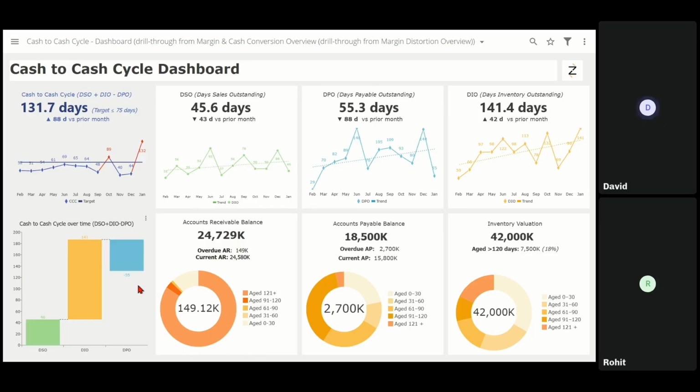So we can actually conclude that the problem seems to be much more on the inventory, right? We can see that the sales and the payables days are quite similar, 46 compared to 55, so they are quite the same. However, the inventory is the one that is giving us a big increase here.